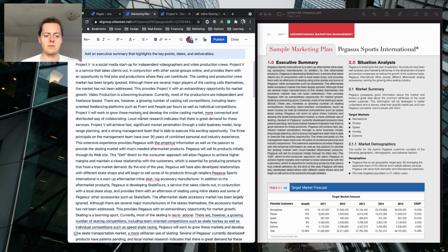I like it, and this is really motivational. The three principals of the management team have over 8 years of combined personnel and industry experience each. That's a good one. This is lovely. So I'm going to put 8, and times 3, that's 24 combined personnel and industry experience.